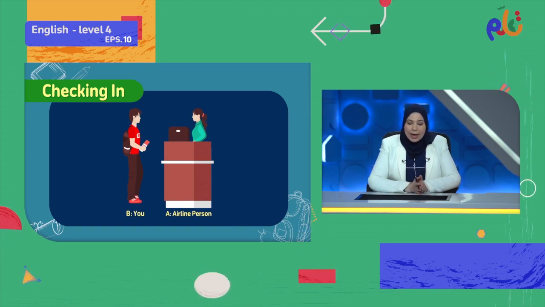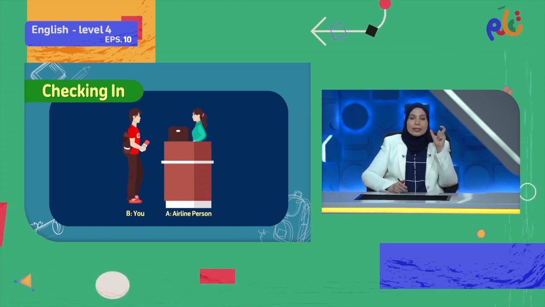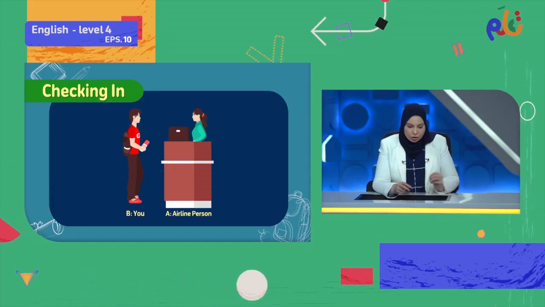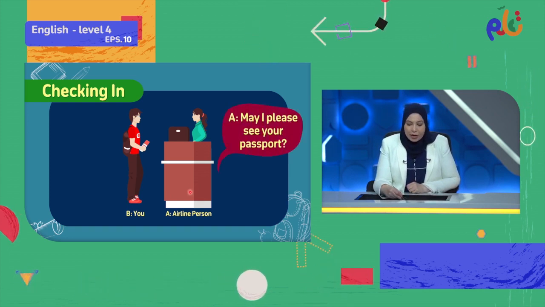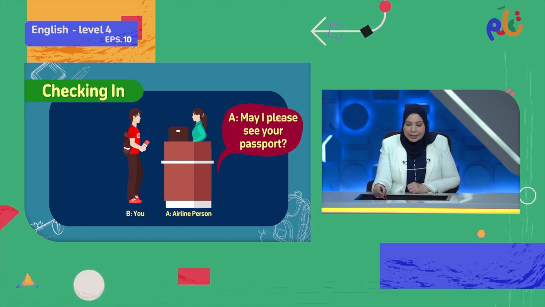Now, let's look at the conversation. We've looked at some statements usually said by the airline person, and we will look at how the conversation would go. Let's use these statements in a full conversation. Here A is the airline person, B is me or you or any passenger. Here we have the airline person: May I see your passport? May I see your passport?